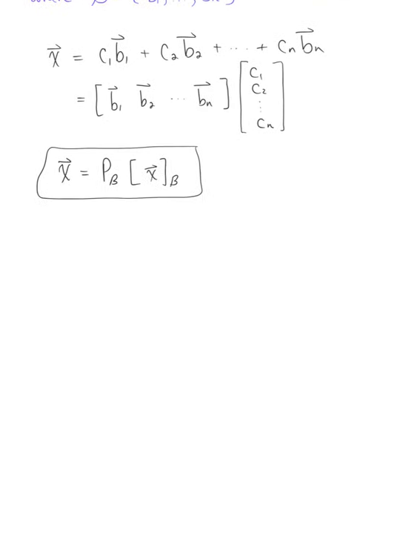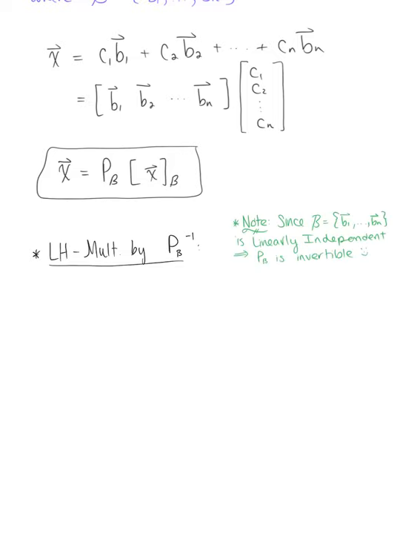So starting with this vector equation here, we want to left-hand multiply by the inverse of this matrix P sub B. So again, we have vector x equal to the change of coordinates matrix multiplied by the coordinates of vector x relative to B. And we are going to left-hand multiply both sides here by the inverse of matrix P sub B.